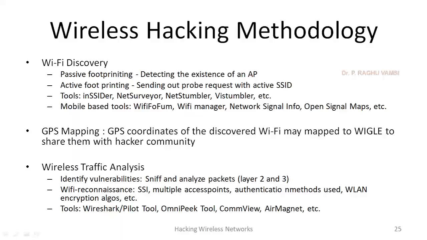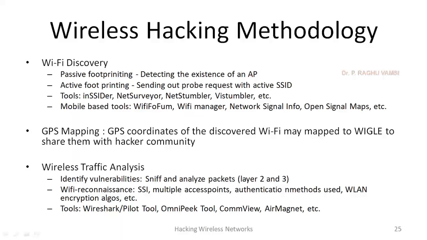Sometimes the Wi-Fi discovery will be done normally: just turn on the Wi-Fi, and automatically the list of Wi-Fi hotspots that are nearby will be listed. But some of the hotspots may not be listed; they may be hidden. So you are supposed to discover such access points also. In this, we are going to see two categories. One is passive footprinting, and another is active footprinting.